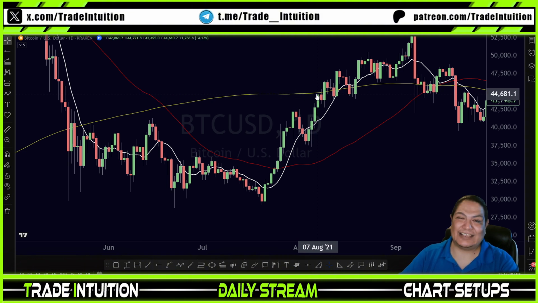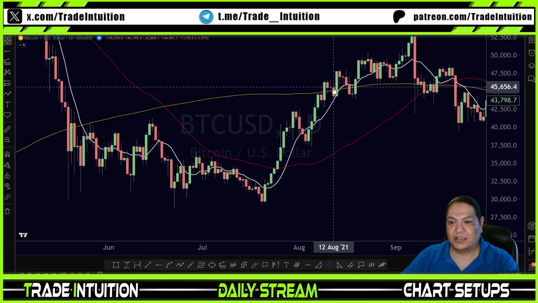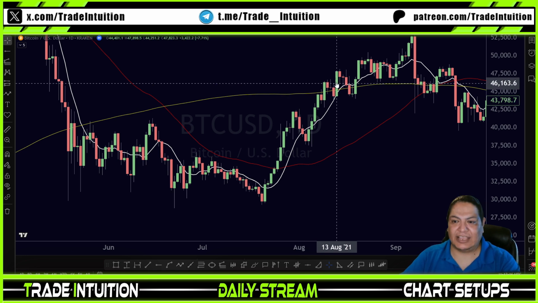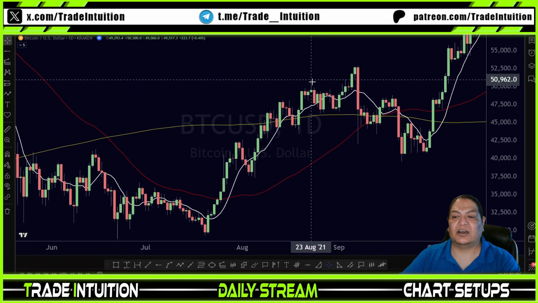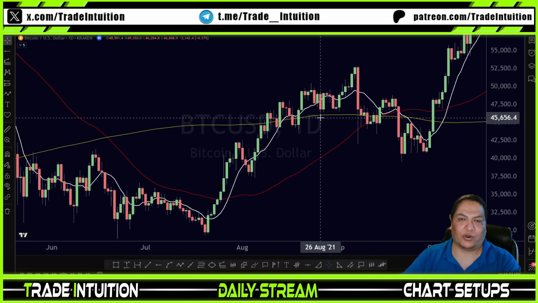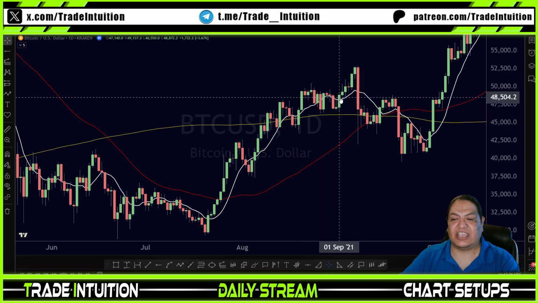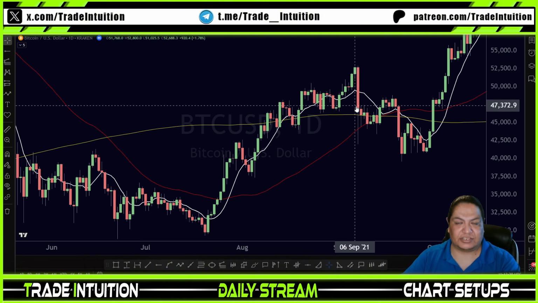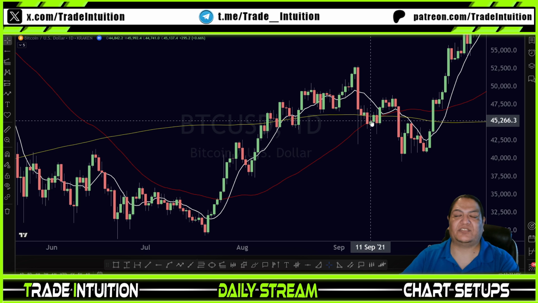Then we came up to this. This acted as resistance barely. Then as support barely. Then as resistance barely. Again, average. Then above, then below, then above. Now it's acting as support. And then above it again, and now it's gaining support on the 9 SMA, then it loses it. Find support on the 200, and then it loses it. Find support on the 50, and then it loses it.